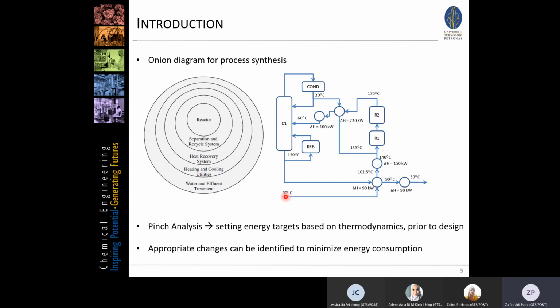For example, this stream is coming at 80 degrees C. So we can ask ourselves, why is this 80 degrees C? If it's coming from the storage, it should be like room temperature, for example. If it's coming from another place, then we need to understand why it is 80 degrees C. Can we increase this further, or can it be reduced?